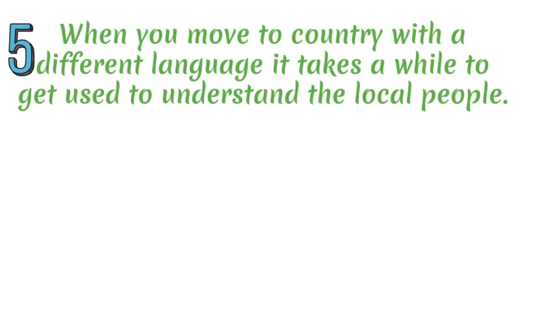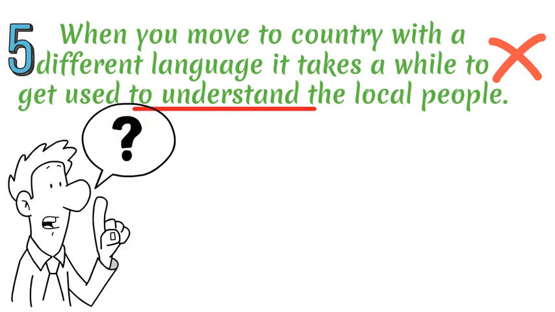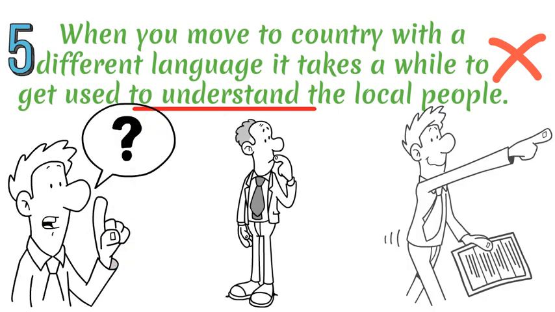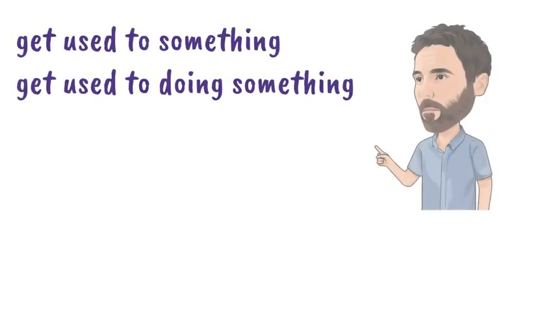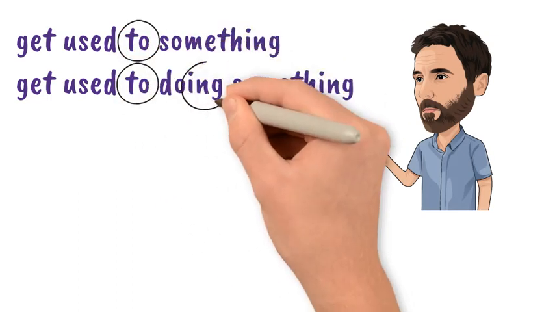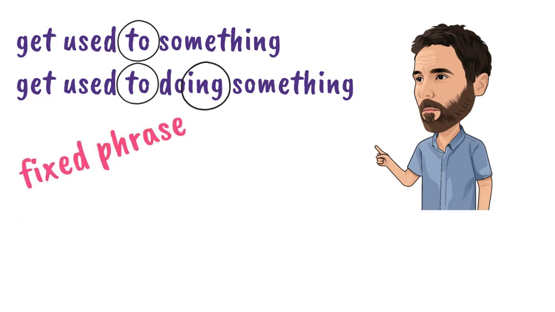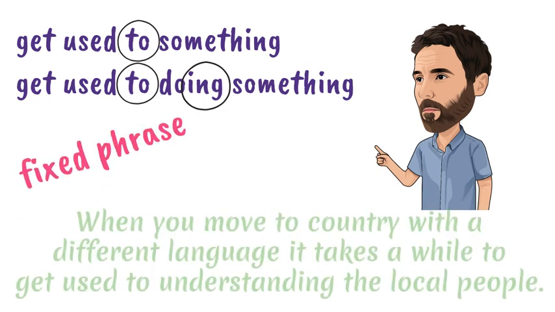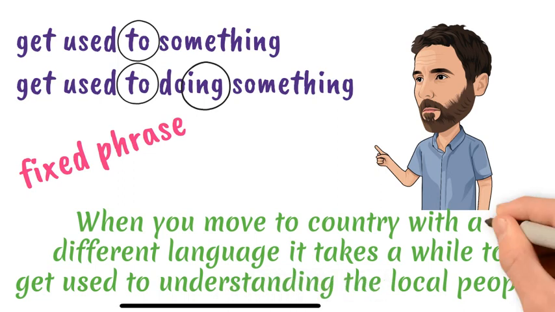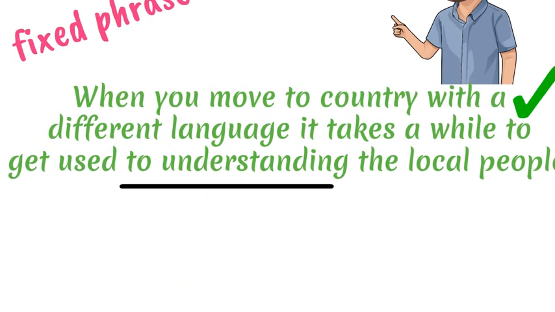Mistake number 5. As get used to is a fixed phrase, to acts as a preposition and forms part of the phrase, instead of being part of an infinitive verb. For this reason, you must use the gerund form of the verb. This may seem strange, but that's the way it is. When you move to a country with a different language, it takes a while to get used to understanding the local people.